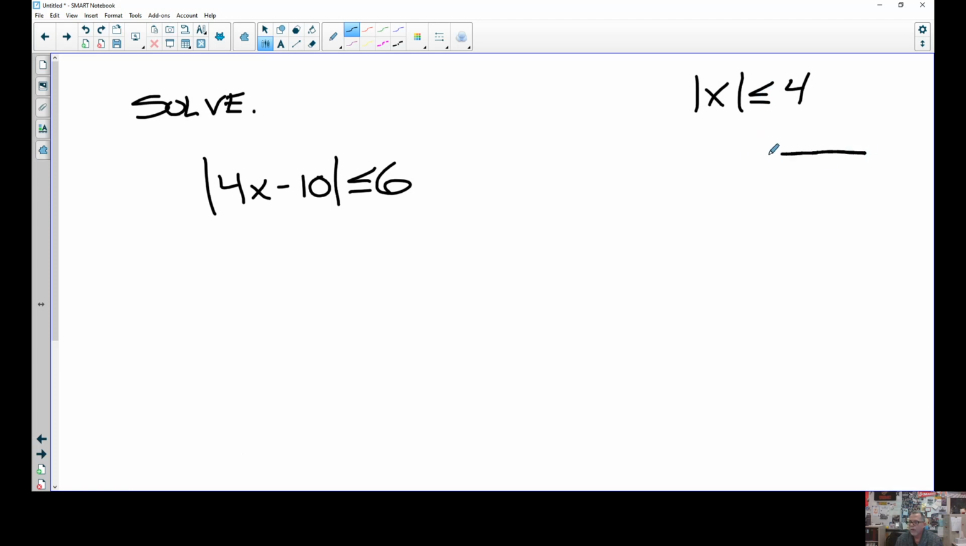So on a number line, that would look like this. If I had 0, -4, and 4, it would start here with a solid dot because it includes 4, and it would go this direction. But it would also, I'm sorry, it's less than 4.